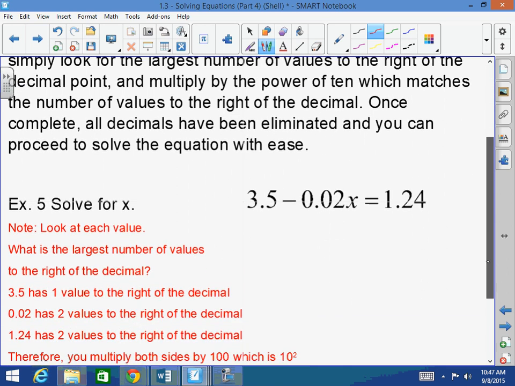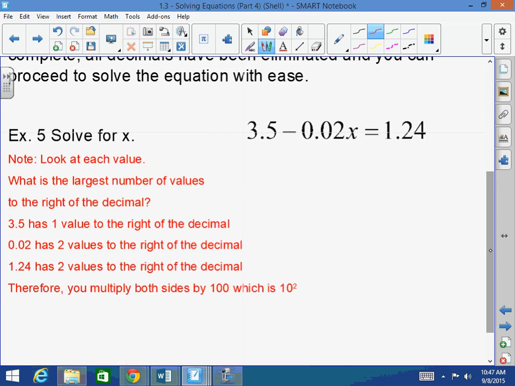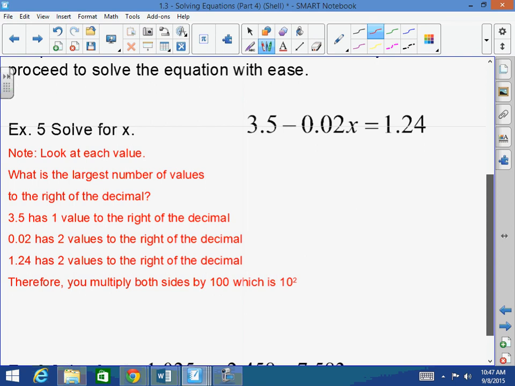Okay, what am I talking about? Okay, I've got 3.5 minus 0.02x equals 1.24. Look at the note that I have. Look at each value. What is the largest number of values to the right of the decimal? Okay, no. I've got one number to the right of the decimal, and then I've got two numbers to the right of the decimal, correct? So there's two numbers to the right of the decimal, correct? The 3.5 has one value to the right of the decimal. 0.02 has two values to the right of the decimal. 1.24 has two values to the right of the decimal.